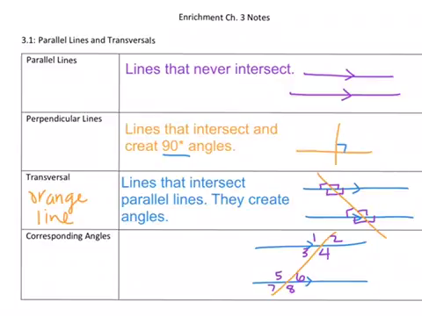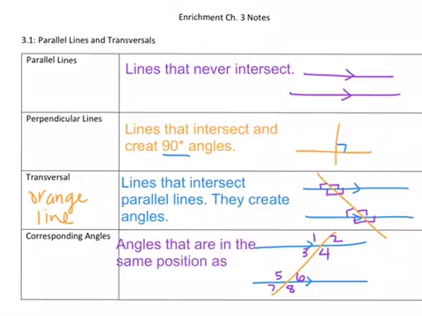In corresponding angles, we have actually 2 sets of 4. So we have these 4 angles right here, and these 4 at the bottom. I like to think of them as different tables, like the ones we sit on in our classroom. Corresponding angles are the 2 angles that are in the same position as their partner. So they are angles that are in the same position as their counterpart.